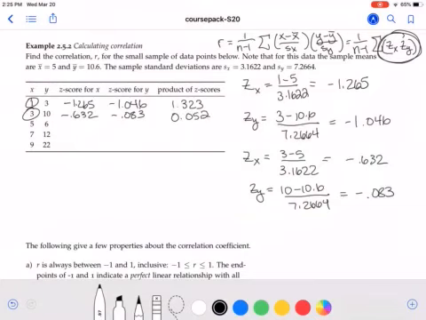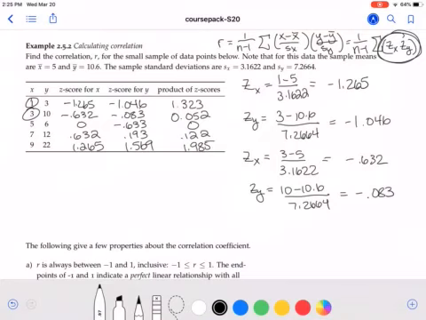So if I fill in the rest, these other z-scores are a 0, negative 0.633, which multiplied is 0, 0.632, and a 0.193, multiply those, you get 0.122, and then 1.265 and 1.569, multiply those and get 1.985.